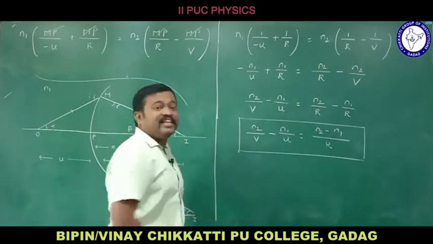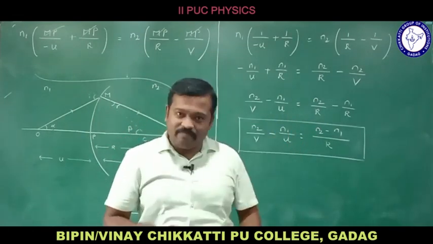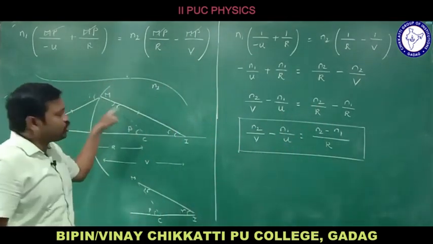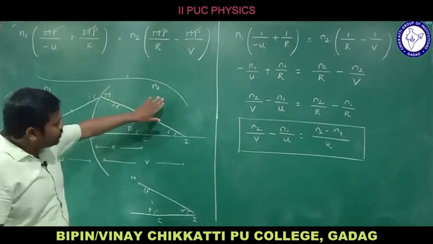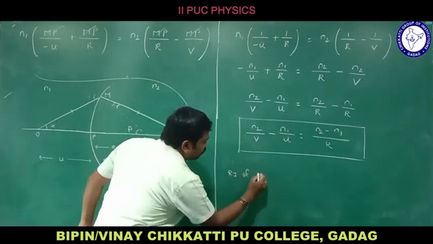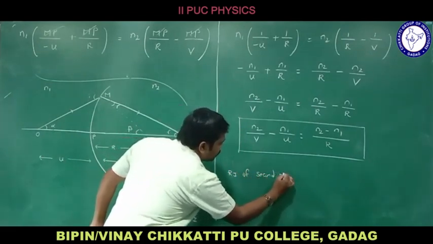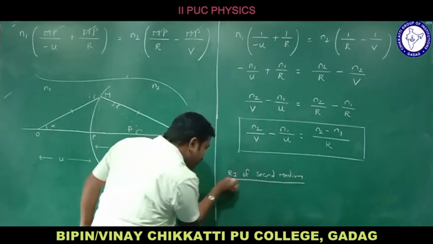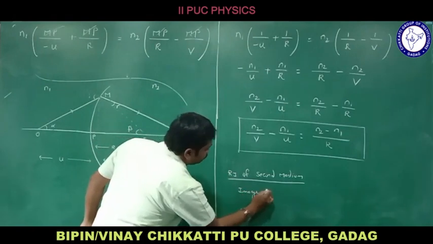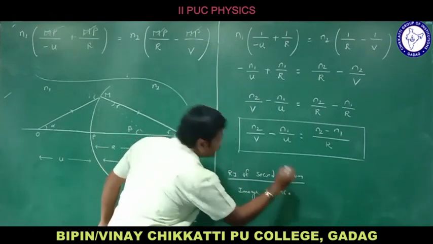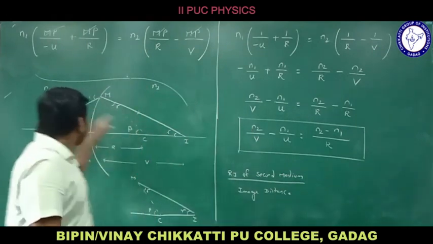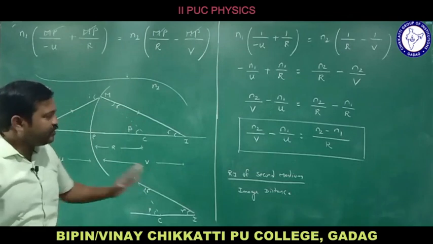So what is this N2? It is the refractive index of the second medium. Okay, what is second medium? It is the medium through which the light moves now here. So after refraction, the light moves in the second medium. What is N2? Refractive index of second medium divided by what is V? V is image distance. Image distance, right? Refractive index of second medium. So the medium in which the light moves after refraction, that is second medium.